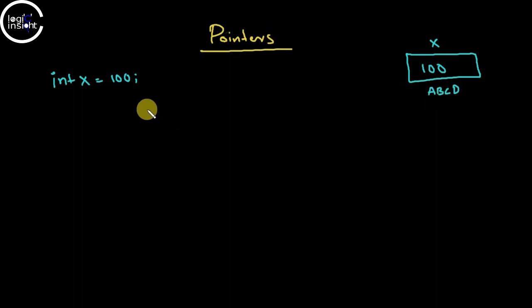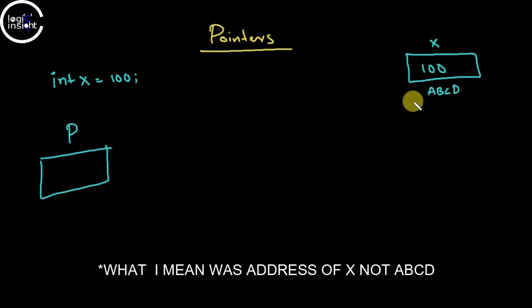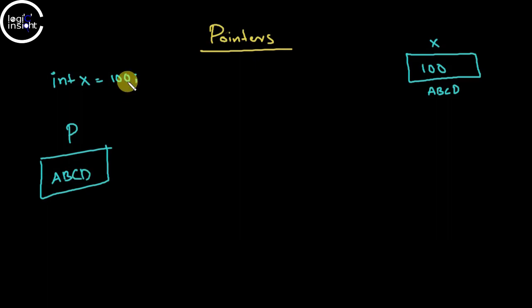So how? Let's see. For example, if there is a variable called p, in this variable I have to store the address abcd. So this is the concept of a pointer.